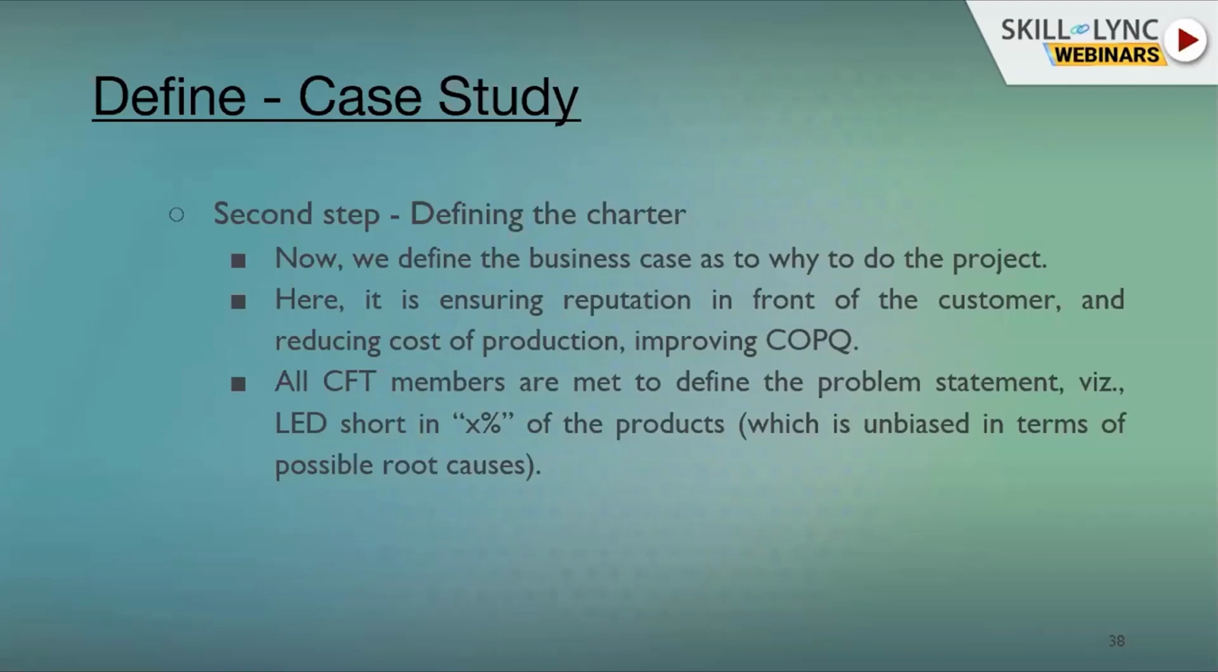Then the CFT members were decided, like who. This was the who part. Then we decided that LED short was in X% of the product. So this was specific targeting. What we are going to do, why we are going to do, who is going to do, and we gave the timelines which said when we are going to do. This is how we define a particular project, define a problem statement.